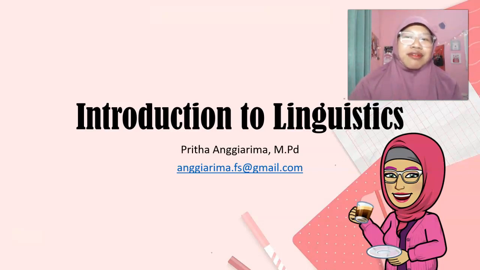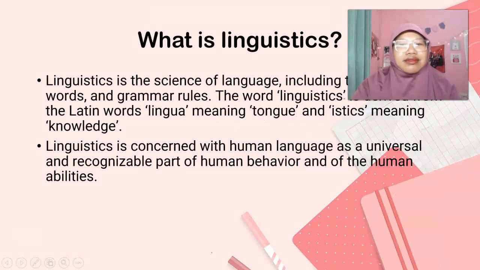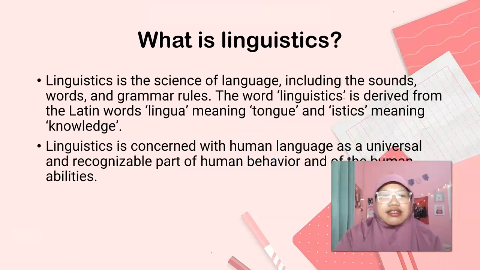Let's learn more by starting from the definition of linguistics. So, what is linguistics? Linguistics is the science of language, including the sounds, words, and grammar rules. The word linguistics is derived from the Latin words lingua, that means tongue, and stics, meaning knowledge.